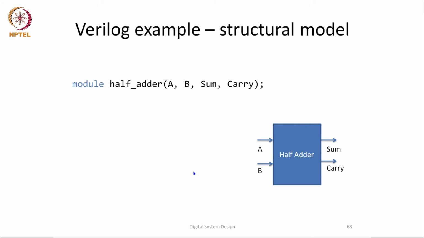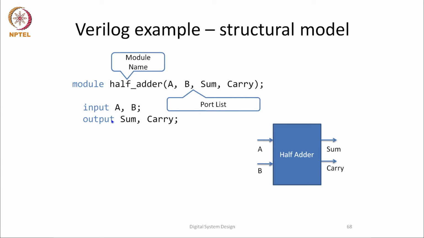Now this is my module, a half adder, which will have two inputs, let's say A and B, and two outputs, sum and carry. So I would define my module as module half adder. In the parentheses, I write all the ports A, B, sum and carry. Then I need to describe what these ports are: A and B are of type input, and sum and carry are of type output. So this is our module name and these are our port list.